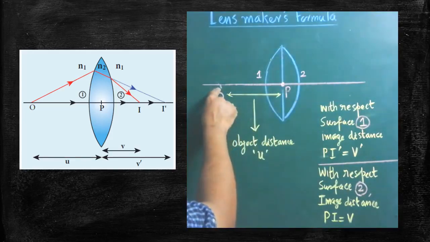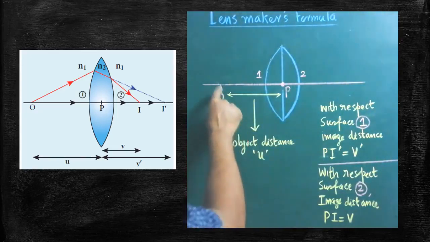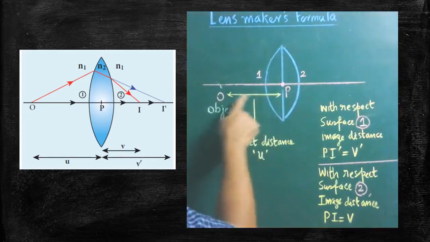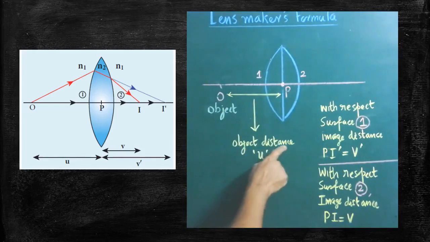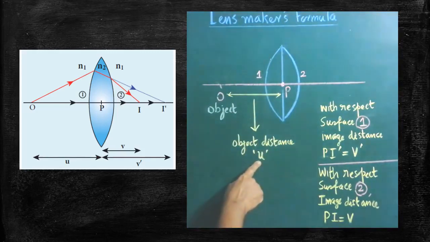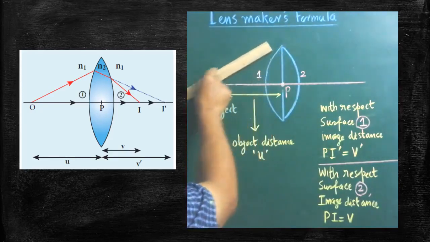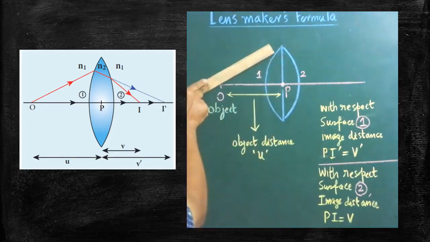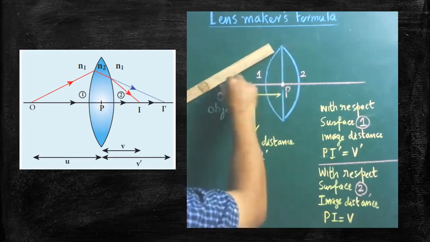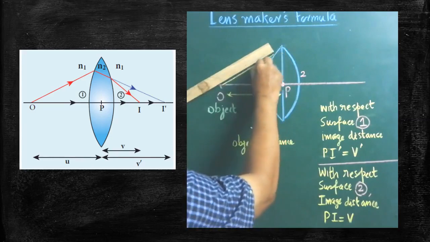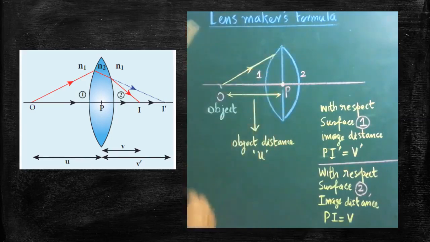I have chosen a point O on the principal axis on which I have kept the object. From the object, the light ray is going to travel. The distance between the pole and the object should always be taken as the object distance, which is denoted by the letter U. Here I am going to draw the ray from the principal axis. It is going to be incident on the first surface. Look at that, this is the incident ray. This incident ray is made to be incident on the first surface.